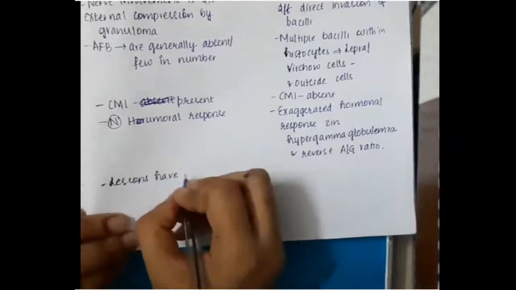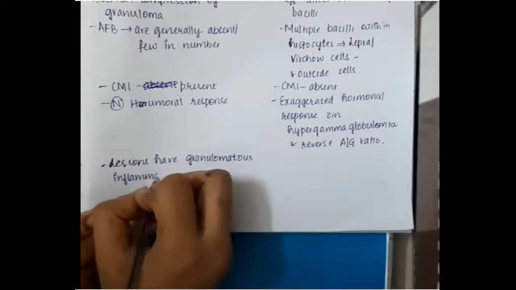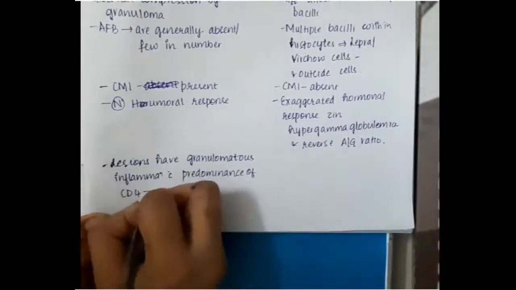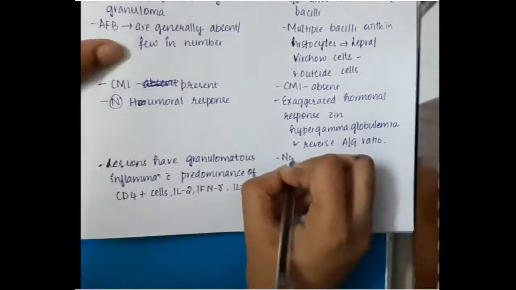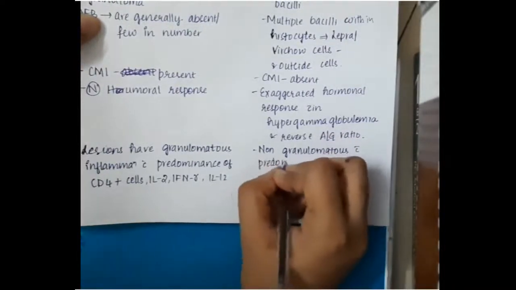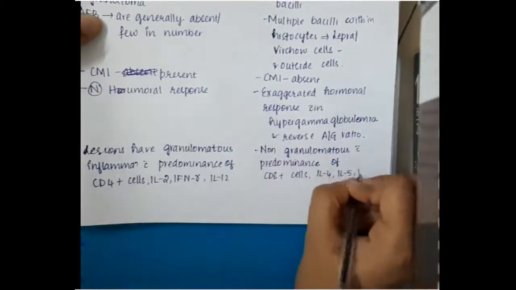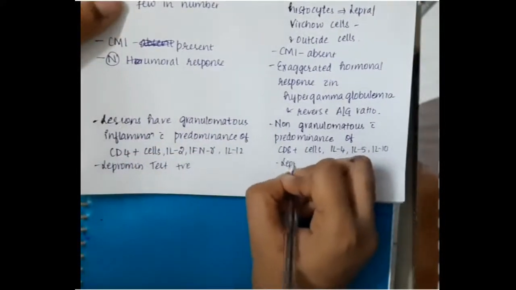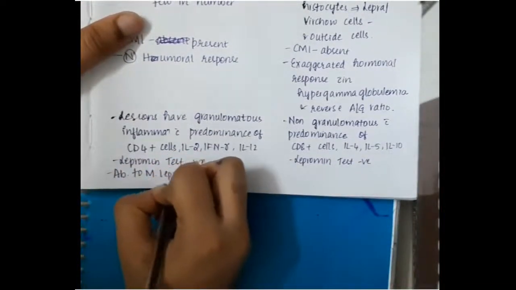In tuberculoid leprosy, the lesions will have granulomatous inflammation with a predominance of CD4 plus cells, and interleukin 2, interferon gamma, and interleukin 12 are more in tuberculoid leprosy. In lepromatous leprosy, you will see non-granulomatous inflammation with a predominance of CD8 plus T cells, and interleukin 4, 5 and 10. In tuberculoid leprosy, the lepromin test is positive. In lepromatous leprosy, the lepromin test is negative.